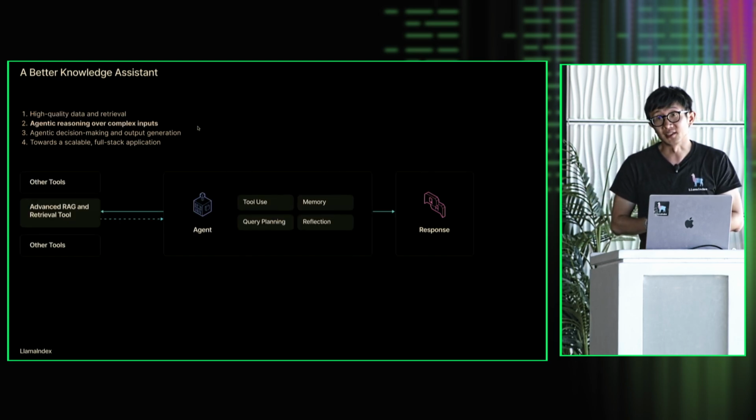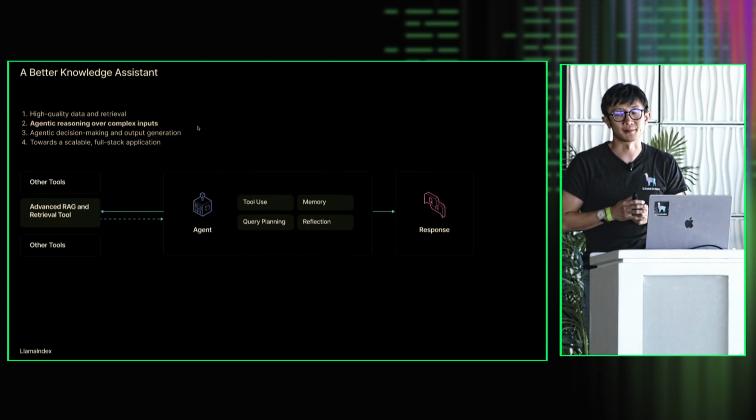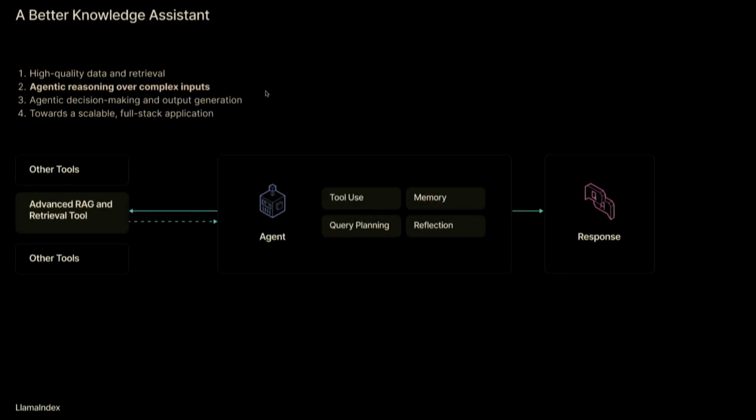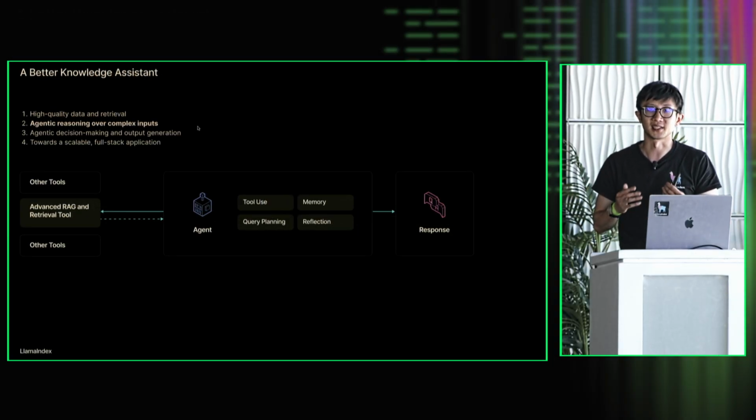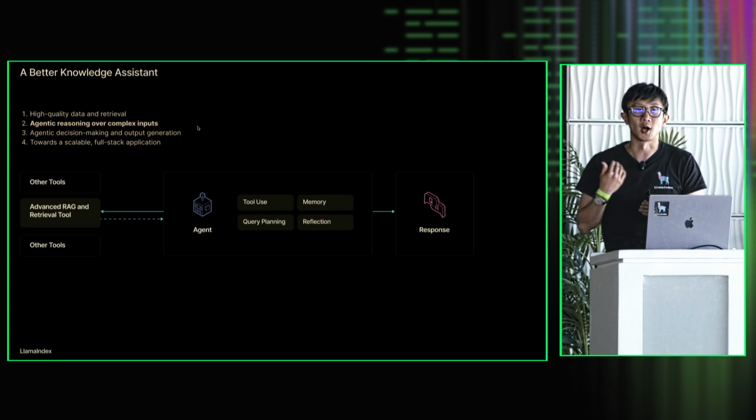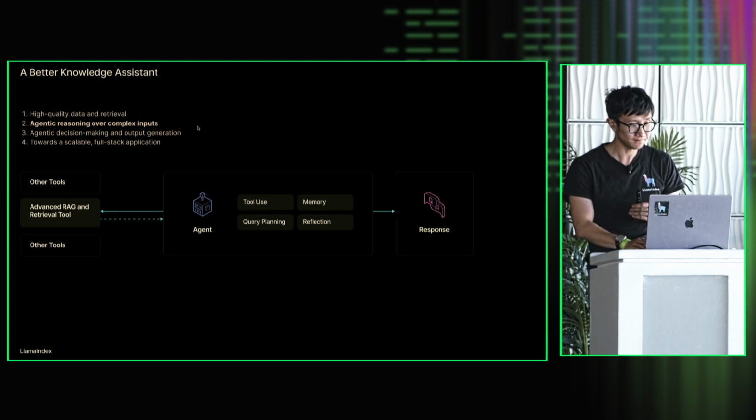The second piece is starting to layer on aspects of agentic reasoning. So beyond just a standard RAG approach where the LLM is just used to synthesize a response, having an agentic reasoning layer allows you to leverage stuff like chain of thought, tool use, reflection, and other concepts to actually break down complex inputs into simpler ones and be able to answer more complex user tasks.